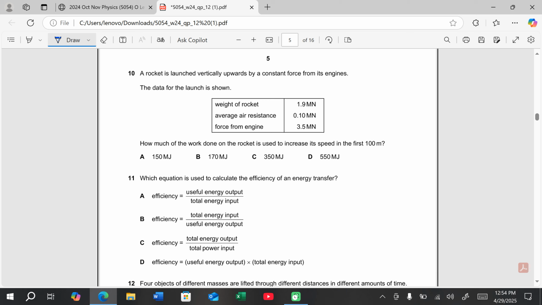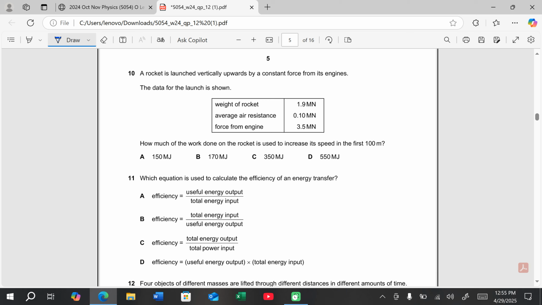I can explain that in detail with a separate video. Okay, let's move on to question number 10. A rocket is launched vertically upward with a constant force from its engine. The data for the launch is shown. The weight of the rocket is this, the average air resistance is this, force from the engine is this. How much work done on the rocket is used to increase its speed in the first 100 meters?